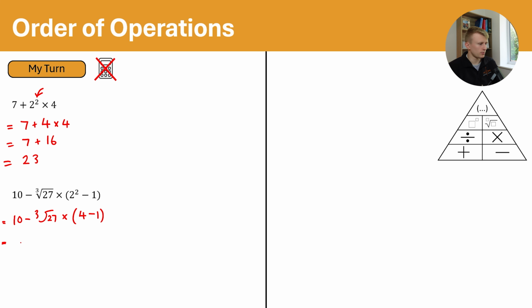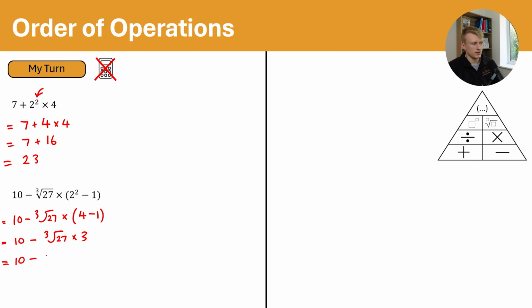On my next line, I'll do my brackets. I'll rewrite everything else. I'm doing the cube root of 27. I'll leave that for now. And then 4 subtract 1 is 3. At this point, I've got multiplication. I've got indices, so the cube root of 27, and I'm subtracting. I need to do my indices next.